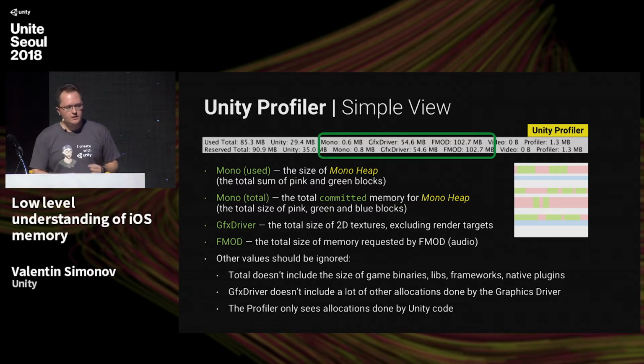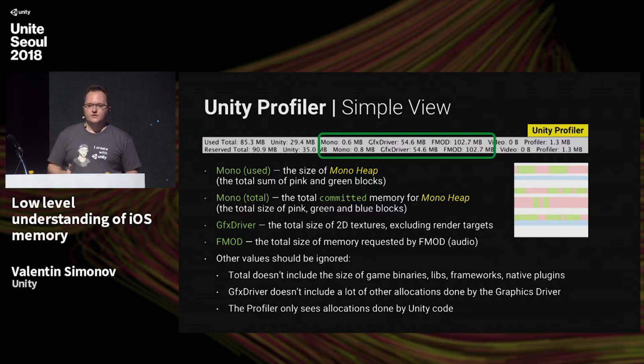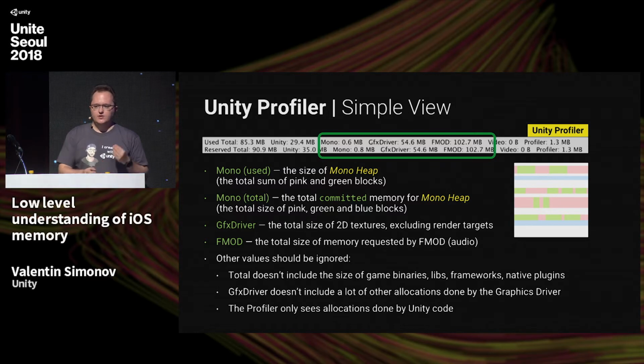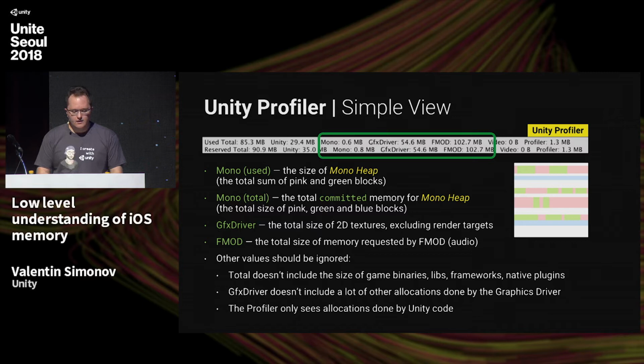GFX driver. Right now for iOS running with the Metal API, this shows only the sum of 2D textures. From what I know, the most recent version of Unity in development is going to show much more data in this GFX driver value, including also other textures, meshes, and different buffers used on GPU. And another one is fmod. This is the memory taken by the fmod audio engine. And that's probably it.